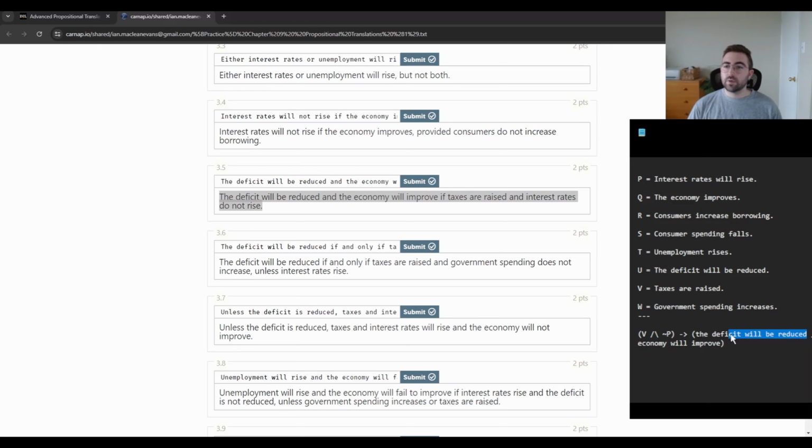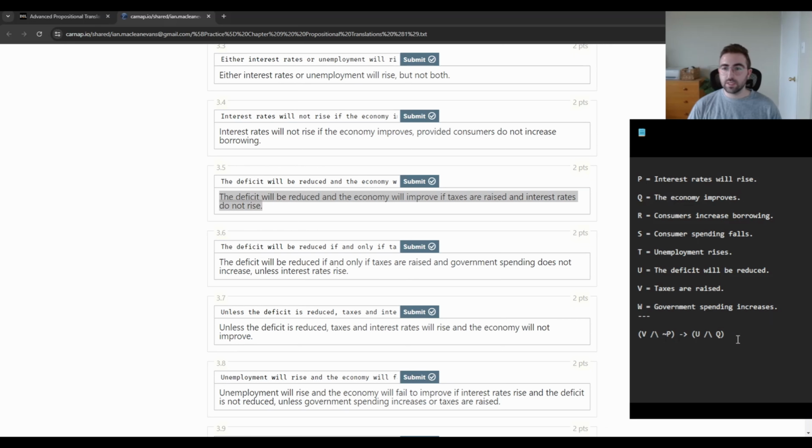The deficit will be reduced corresponds with U. So I'll put a U there. And the economy will improve corresponds with Q. You can see up there. So we'll replace that with a Q.